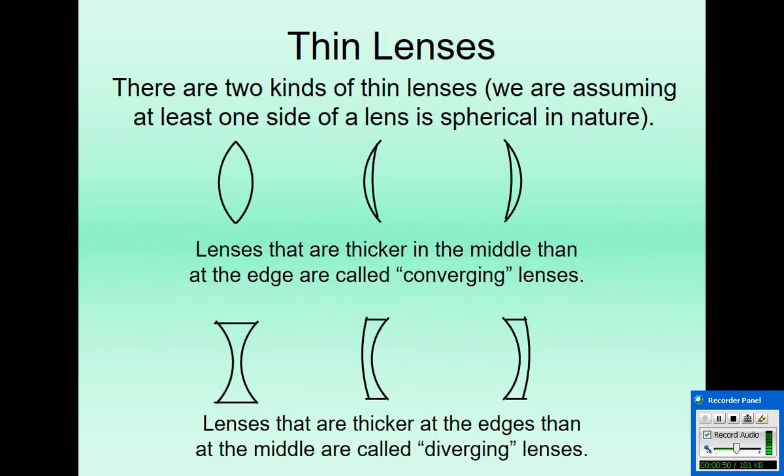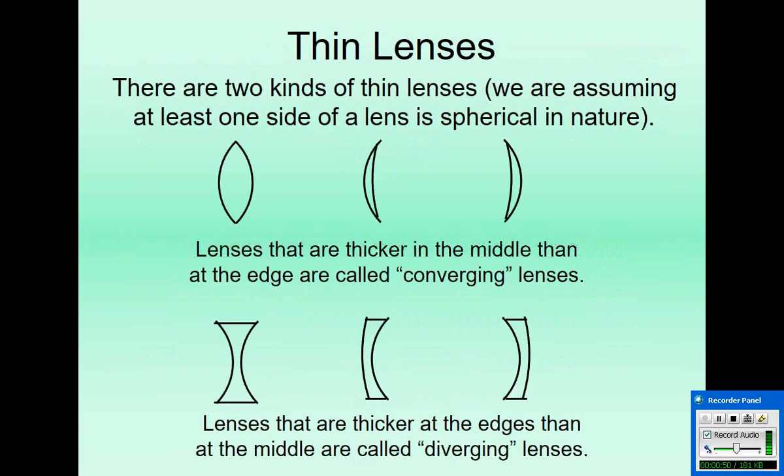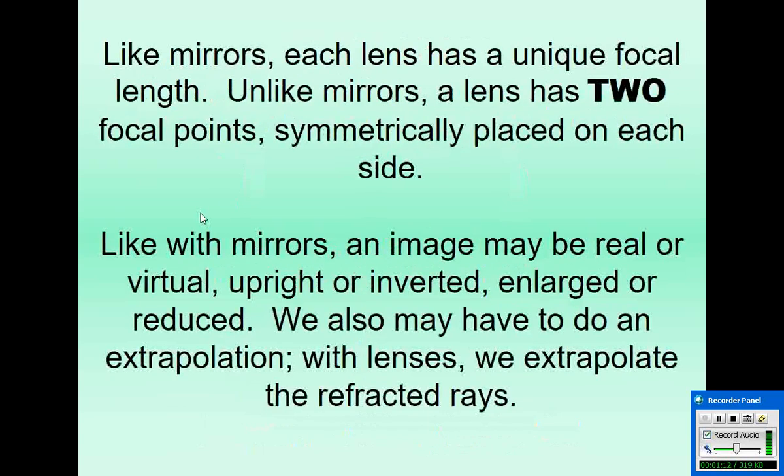It's important to note that a lens is symmetric in that you can hold a lens up to your eye and look through it, and then you can flip the lens around and look through it and you're going to see the same thing. That means that a lens has two focal points. A mirror has only one focal point. A lens has two focal points that are symmetric on each side of it.